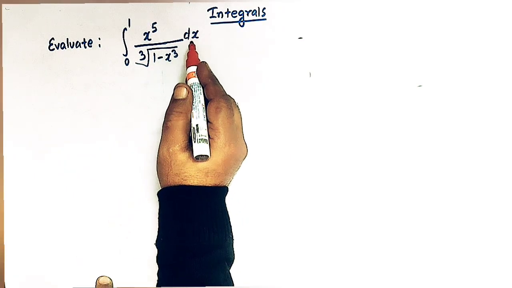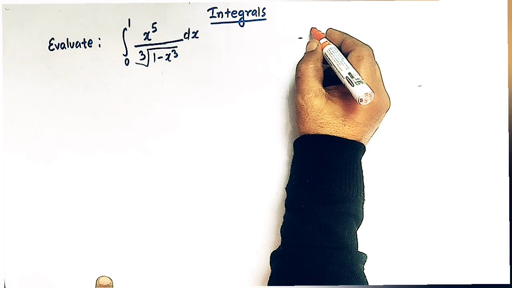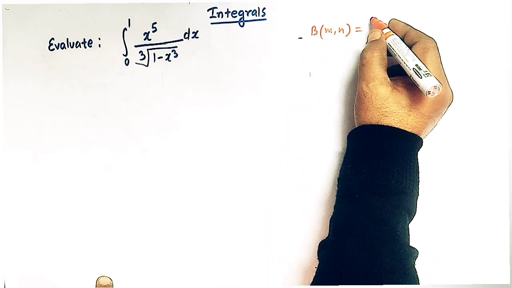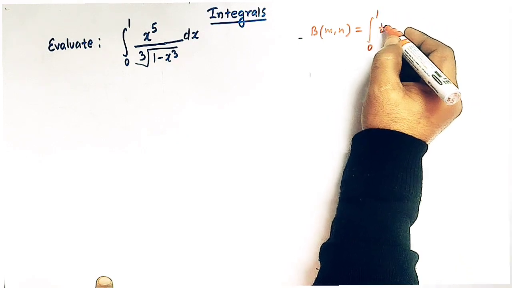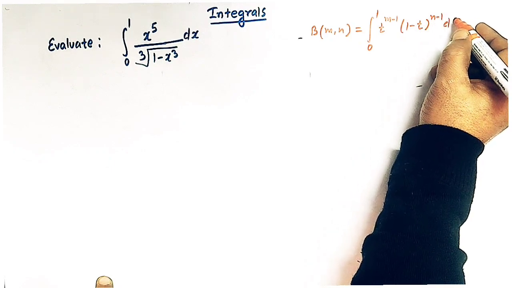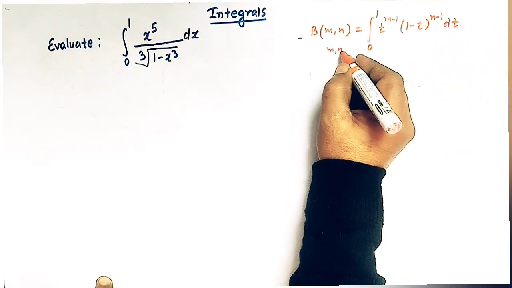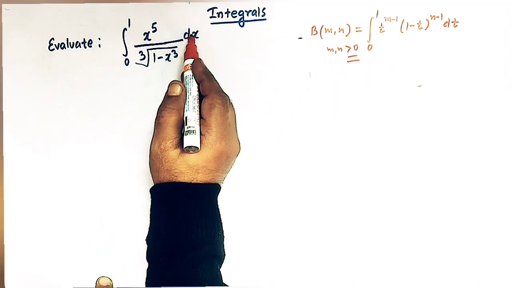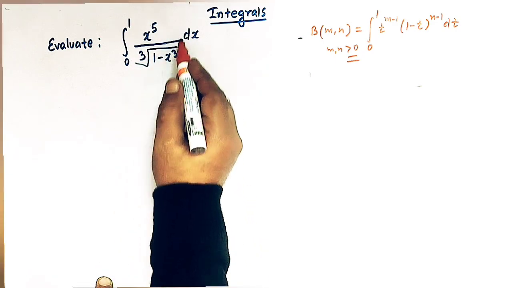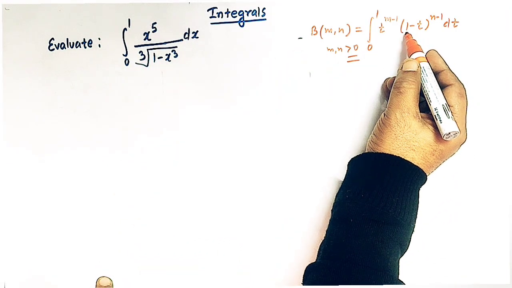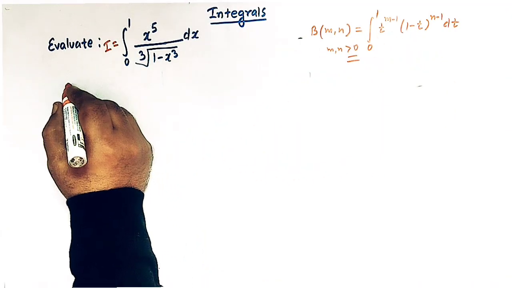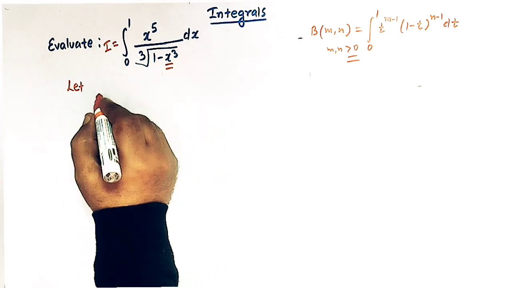Here we'll try to convert this integral into a beta function, which is defined by beta(m, n) equal to the integral from 0 to 1 of t raised to m minus 1 times (1 minus t) raised to n minus 1 dt, where m and n are greater than 0. The purpose of applying the method of substitution is to reduce this integral into this form. So let us first take this integral as I.